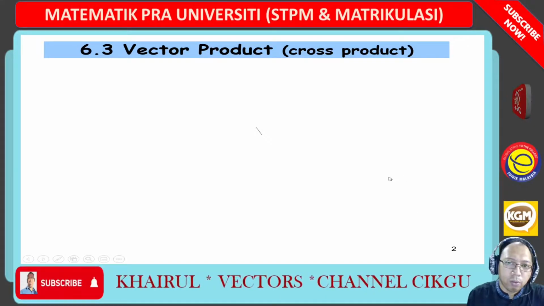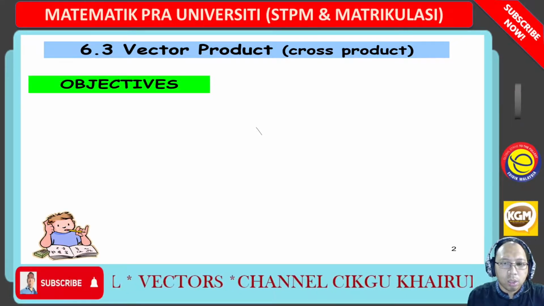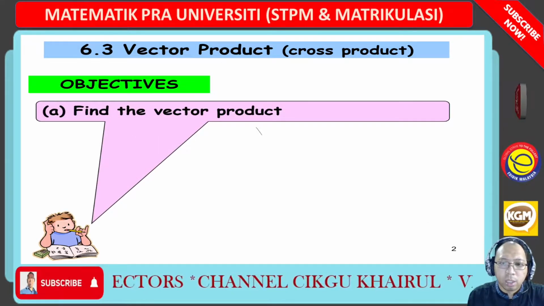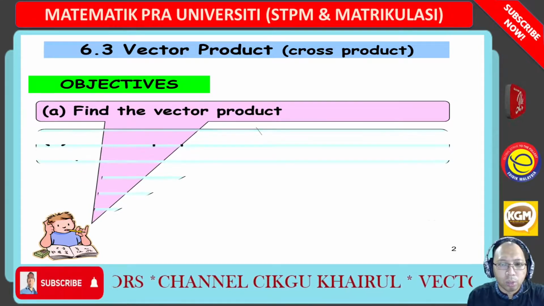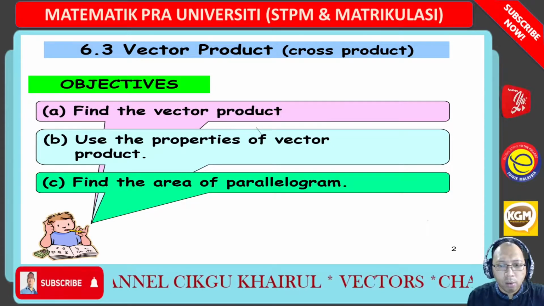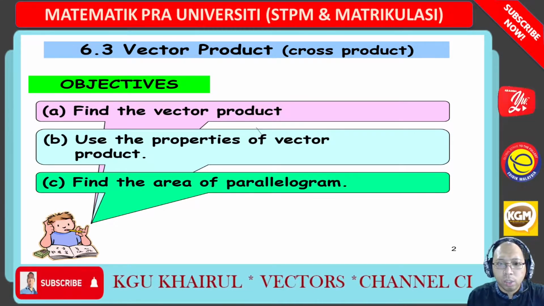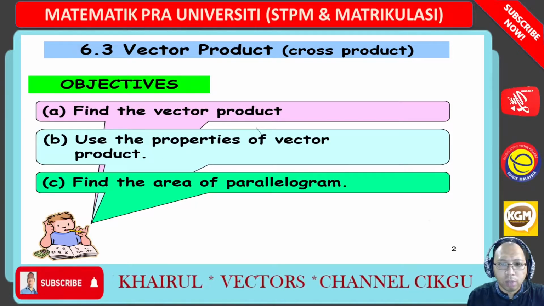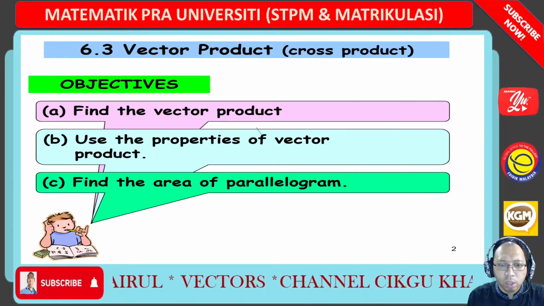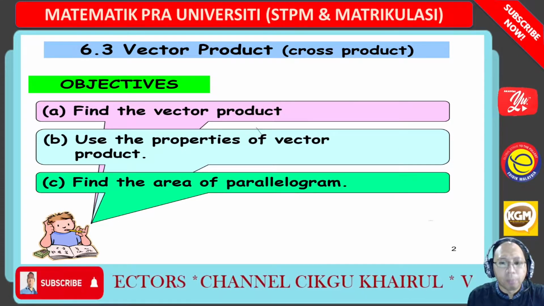So, objektif untuk pembelajaran dalam vector product. So, kita tengok first one, find the vector product ataupun cross product. Use the properties of vector product, find the area of parallelogram. Okay, so dalam video ini cikgu akan fokus pada objektif A dan objektif B dahulu, dan baru kita tengok how to find the area of parallelogram.